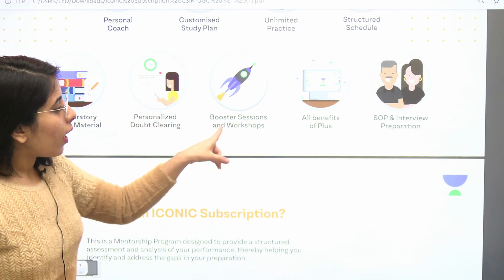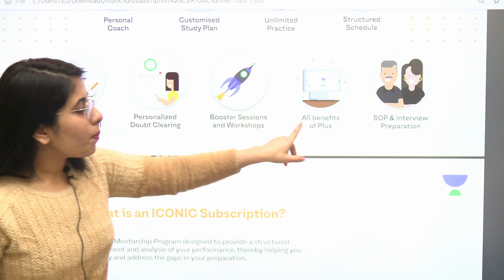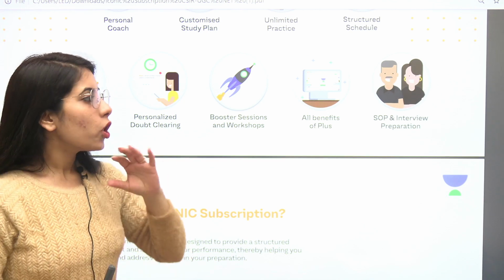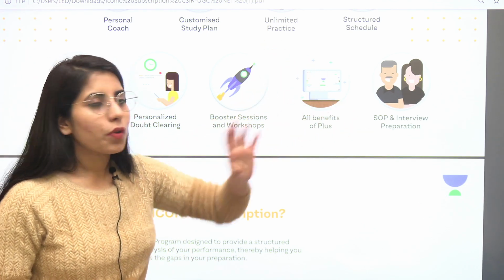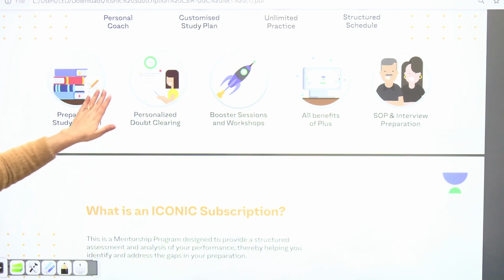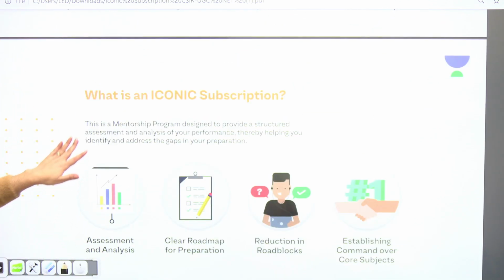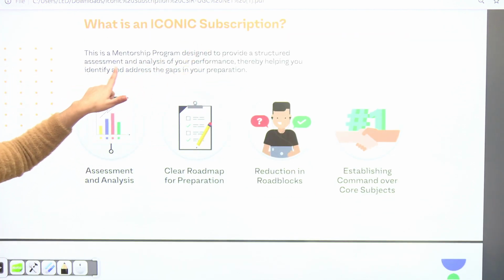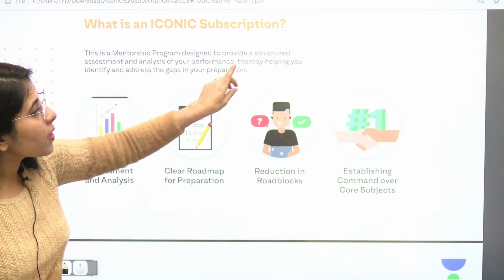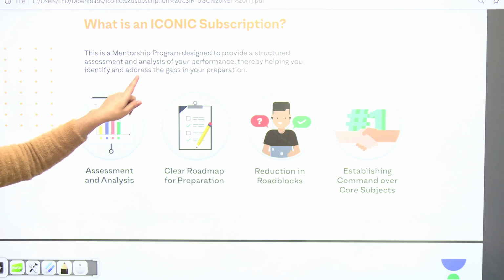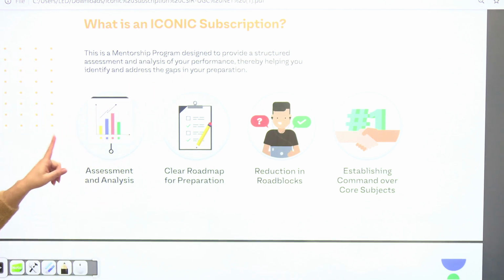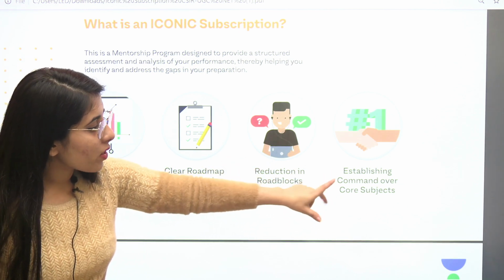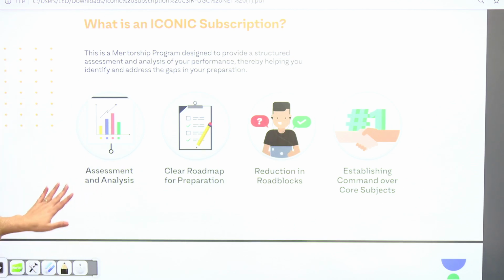Now, booster sessions and workshops, and all benefits of Plus. Like, if somebody has the Plus subscription, whatever benefits they get, you will get those benefits as well. SOP and interview preparation will be there. Clear? You will be able to do that with the Iconic subscription. What is an Iconic subscription? This is a mentorship program designed to provide a structured assessment and analysis of your performance, thereby helping you identify and address the gaps in your preparation. Clear? Assessment and analysis, a clear roadmap for preparation, reduction in roadblocks, and establishing command over core subjects. So that's what you are going to get.